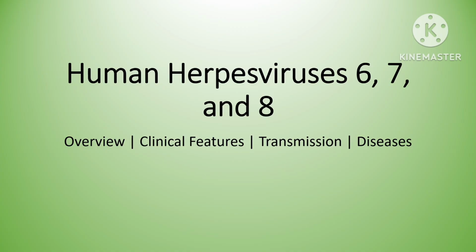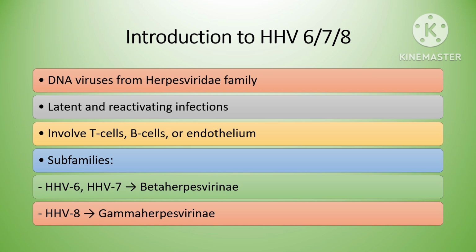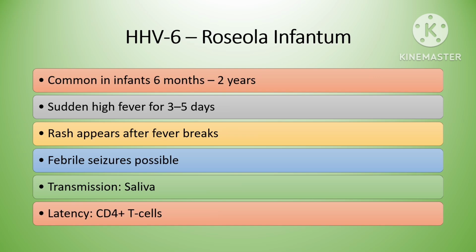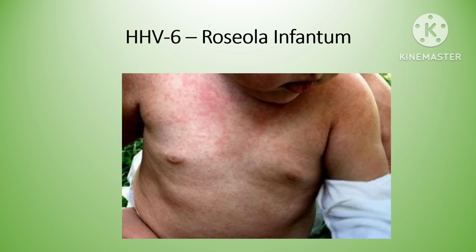HHV-6 and 7, both belong to the beta herpesvirinae subfamily and primarily infect CD4 cells. HHV-6 is the main cause of roseola infantum, also known as sixth disease, which typically affects infants between 6 months to 2 years of age. It begins with a sudden high fever lasting 3 to 5 days, followed by a pink rash that starts on the trunk and spreads to the face and limbs once the fever subsides.